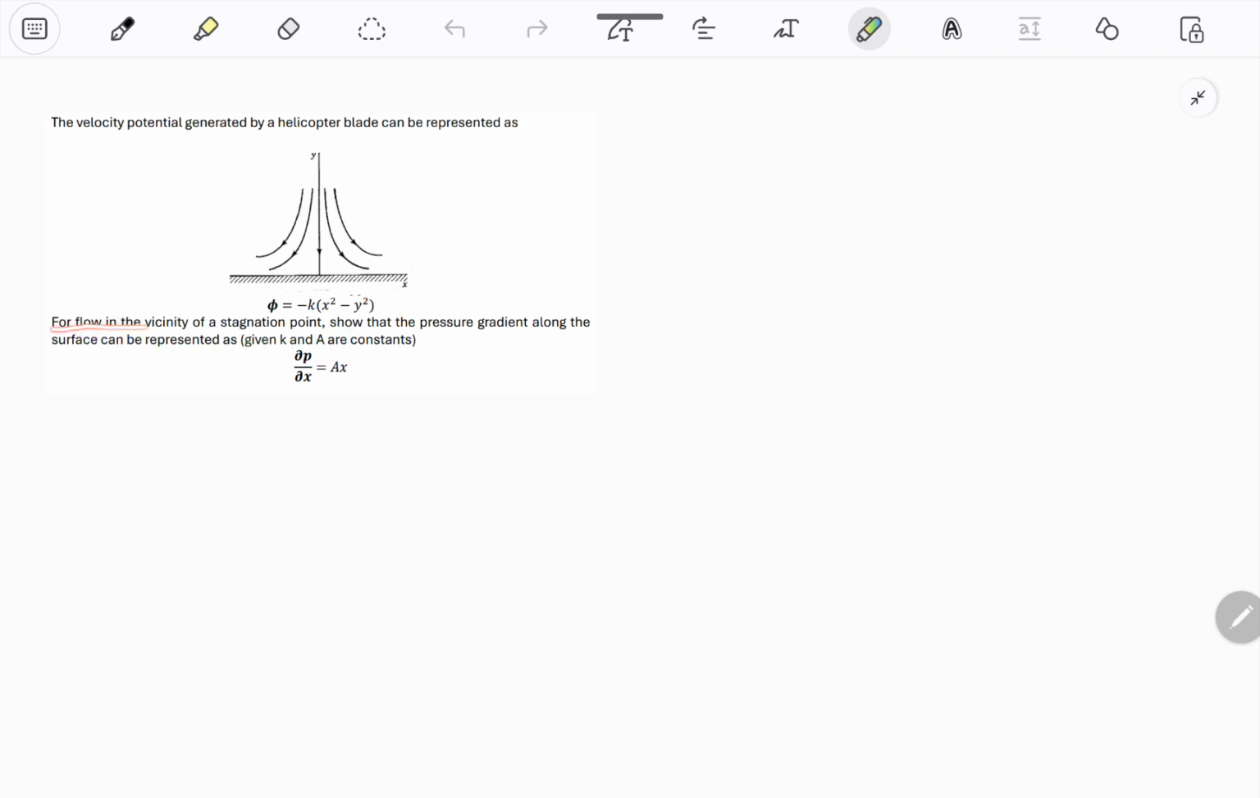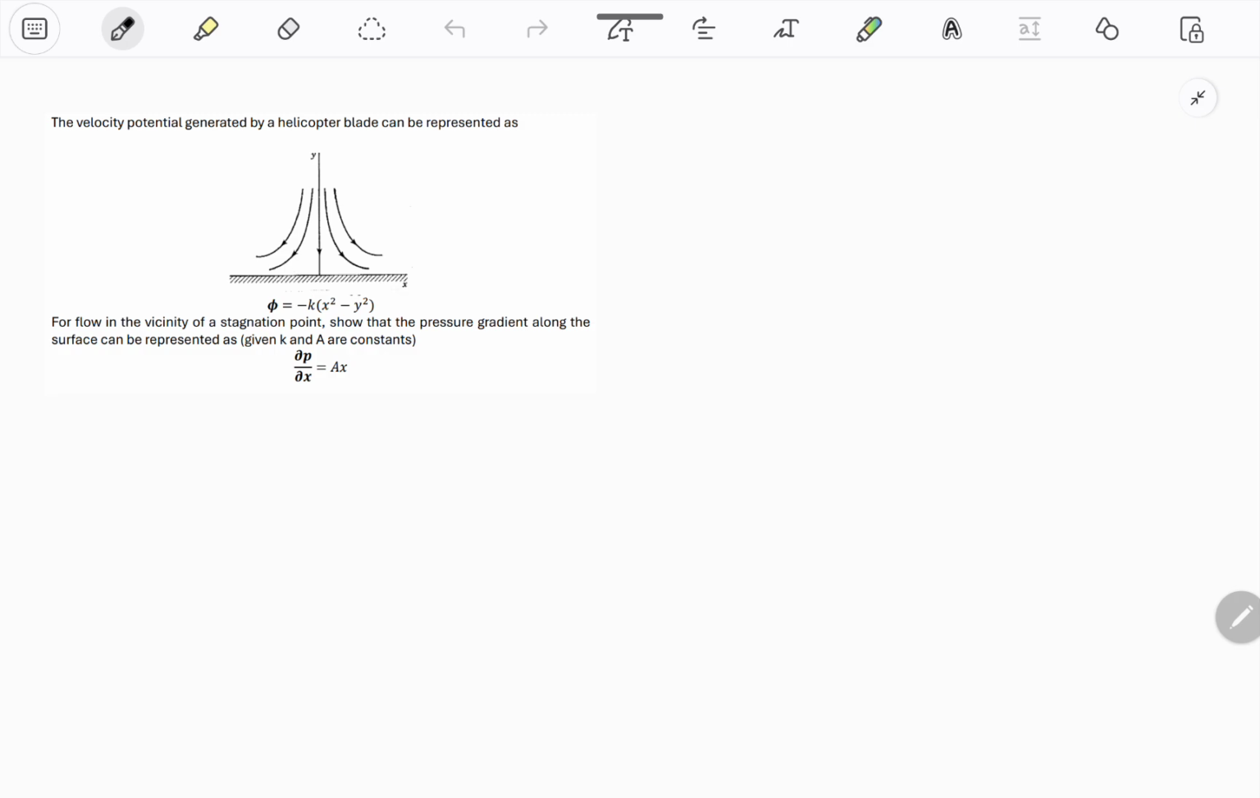So the flow in the vicinity of the stagnation point just here, so that the pressure gradient along the surface can be represented. So it shows how pressure is changing as I move through the surface. Then they gave us the answer, so we're supposed to find out if this answer is true.